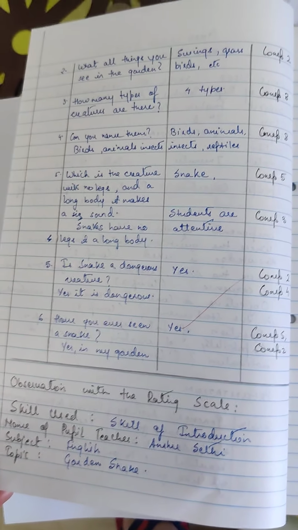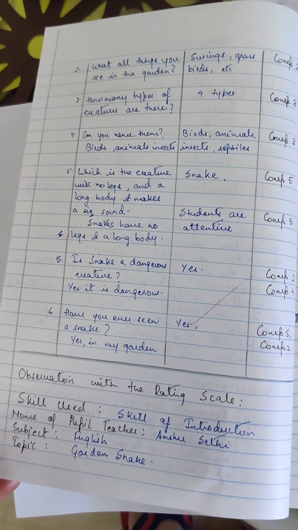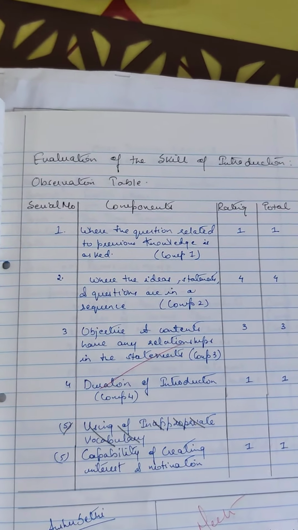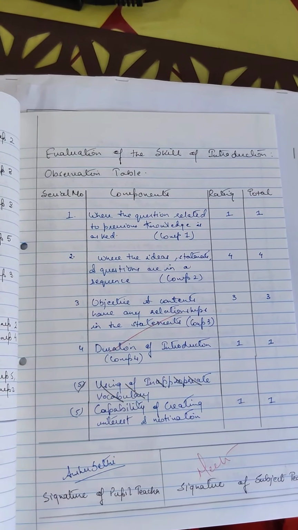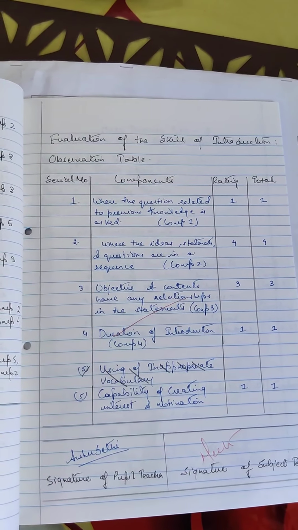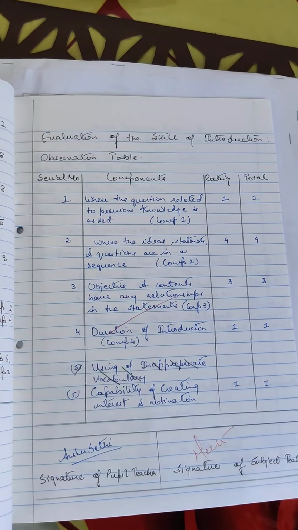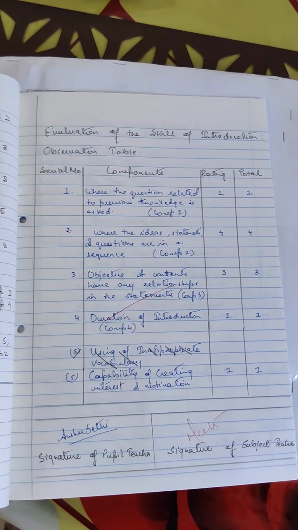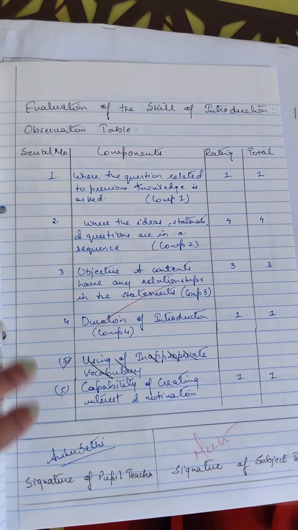Then comes the observation with the rating scale. Hope it is clear. Then comes the evaluation of the skill of introduction. We again make a table where we write the serial number, the components, give the ratings, and then we total. Last is the signature part, where the pupil teacher will sign as well as the subject teacher will sign.